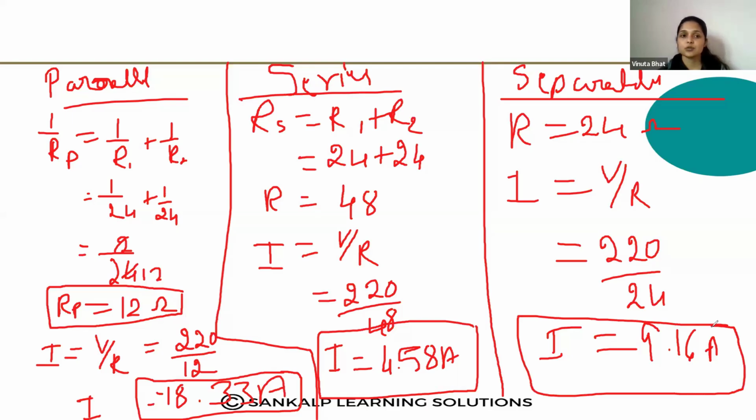Okay, so these are the three cases of connection of these resistors: when they are in parallel, when they are in series, or when they are connected separately. So the value of I is given like this. Please note down this question. Please note down the answer.